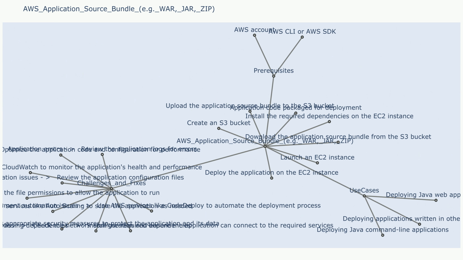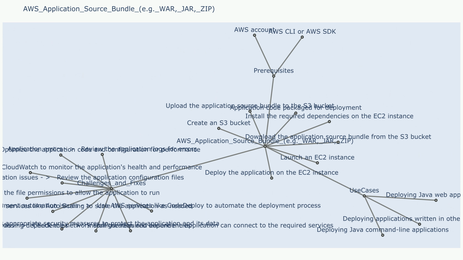Challenges and fixes: incorrect file permissions. Set the file permissions to allow the application to run. Use the chmod command to adjust file permissions to ensure the application user has the necessary read, write, and execute permissions. Missing dependencies. Install the required dependencies. Use package managers or the appropriate installation methods to install any missing libraries, frameworks, or runtime environments.